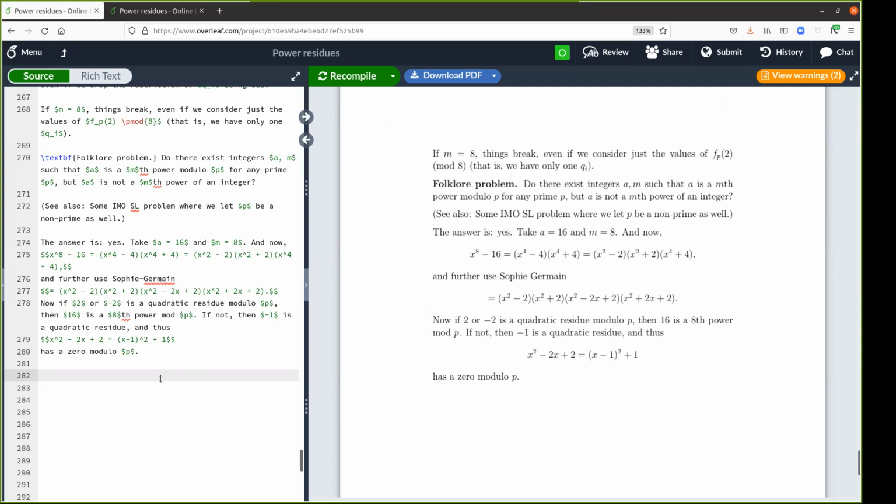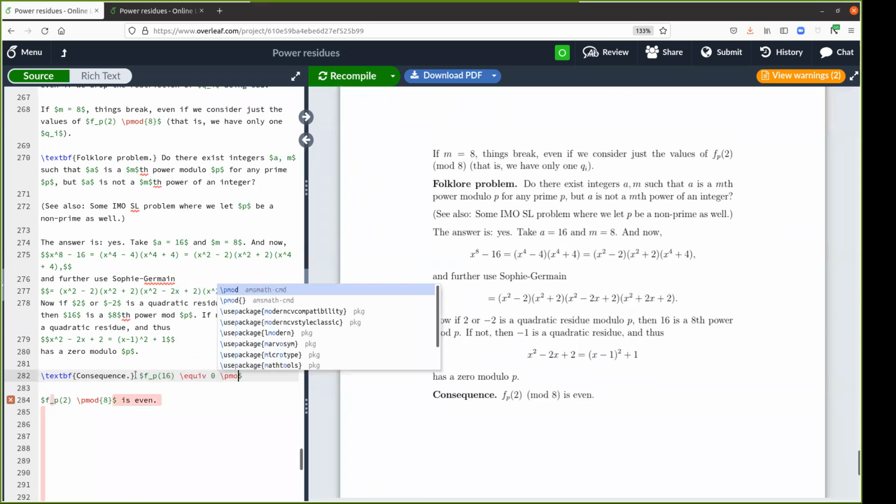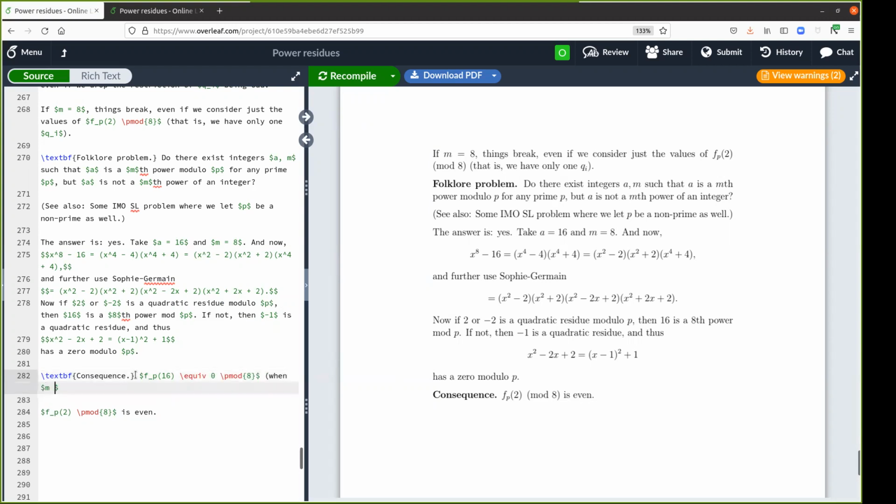And why do I bring this up? Well, this means that FP of 16 is always 0 modulo 8 when we take m equal to 8, of course. And since FP of 16 is 4 times FP of 2, this means that FP of 2 is always even.